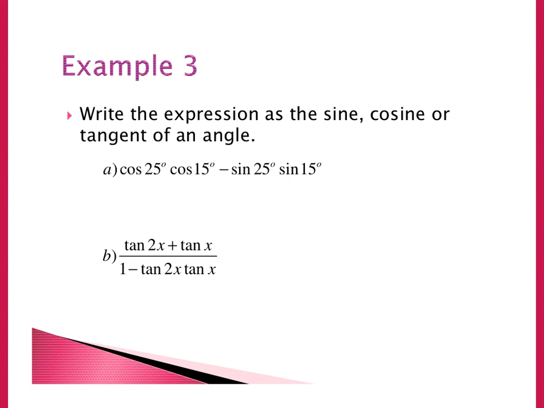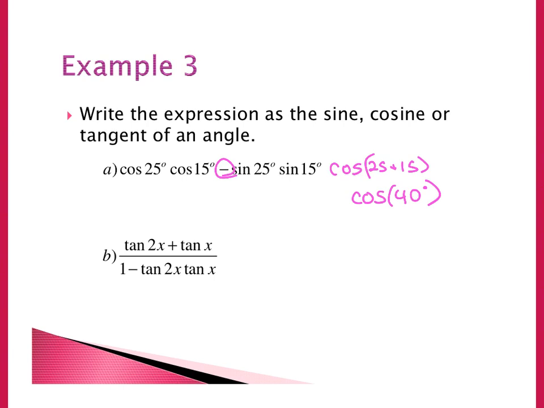So from the first one, this is cosine, cosine, sine, sine. So which of the sum and difference am I looking at? Cosine. And with cosine, do you keep the sign or do you change it? Change it. So this becomes cosine of 25, and this is a minus, so it becomes plus 15. And then I get the cosine of 40. So this is just saying write it as a single expression. That's all you have to do.